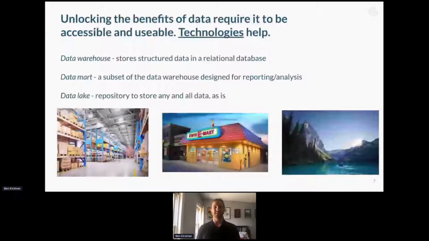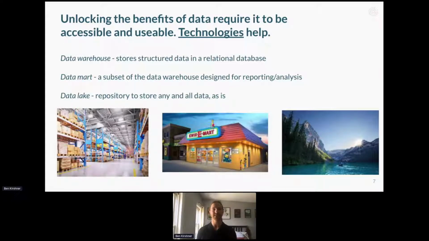So with those disciplines in mind, the next set of buzzwords that I want to cover pertain to technologies. These are the infrastructure that support data. And really, as Anna also mentioned, unlocking the benefits of data requires it to be both accessible and usable. And there are a slew of technologies that help do so. In particular, there are 3 what we'll call buzzwords that I want to highlight with regard to technology. These are all infrastructure that support data work.